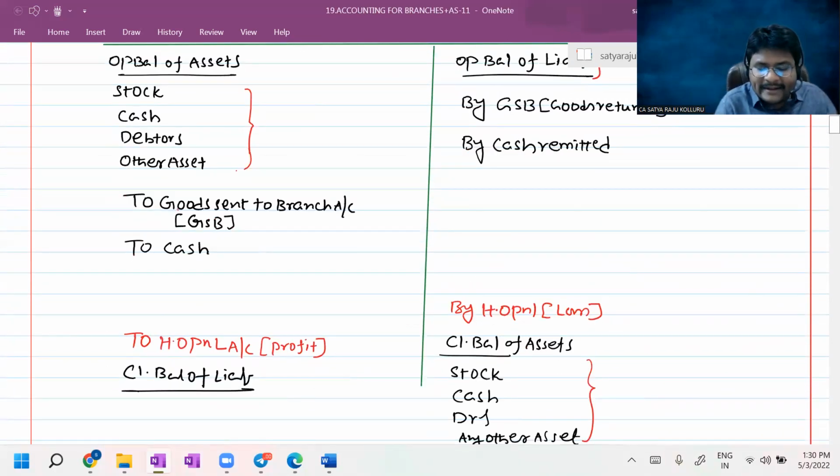Whenever goods are sent by head office to the branch, for head office they can treat it as additional capital introduced into that branch. Whenever cash is sent by head office to the branch, they can treat it as additional capital. You can treat it as additional capital.